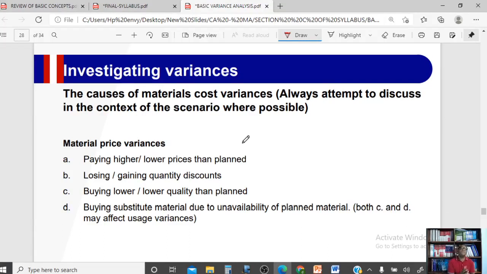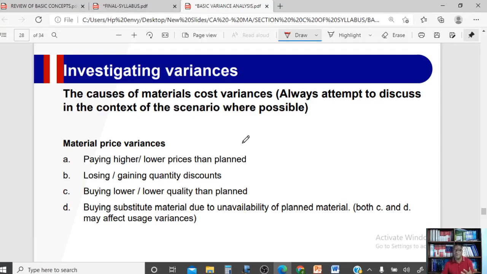Now, at this point, we are interested in investigating variances, what could be responsible for why we had an adverse variance, and so on and so forth. So it's important that you discuss these in the context of the scenario where possible. Don't just memorize them by heart.